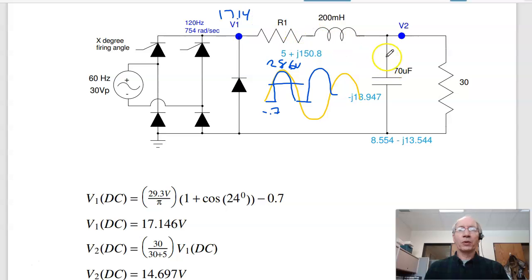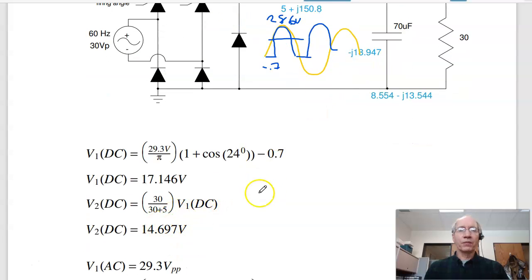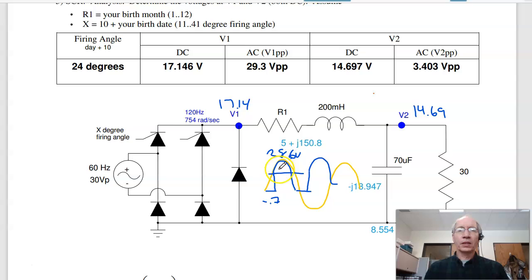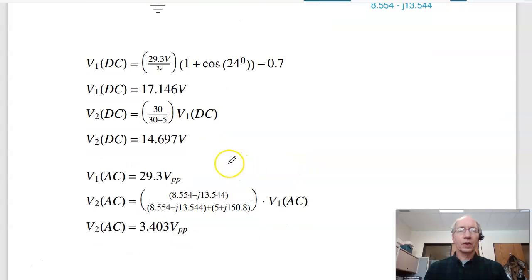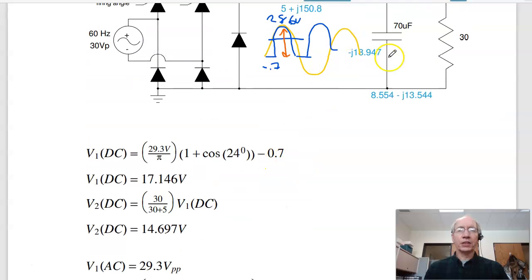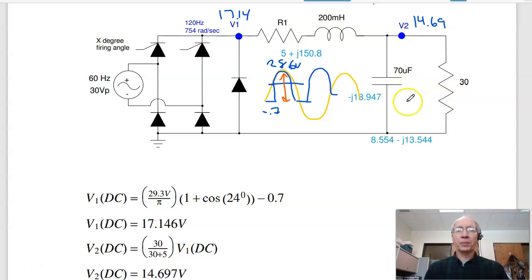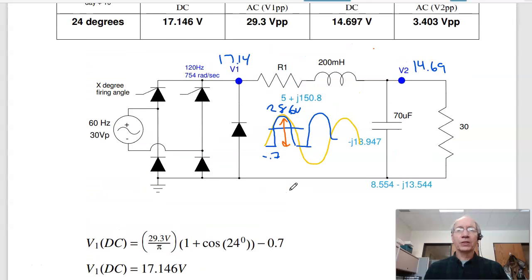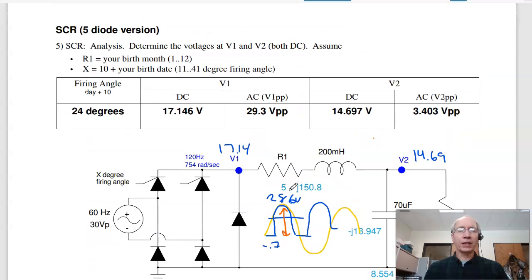Same as before, use voltage division to get the voltage of V2, 14.69 volts. The AC voltage is this distance. That's the distance from 28.6 to minus 0.7, 29.3 volts. And just like before, find the impedance of the capacitor, put these in parallel, do voltage division times the input. The input in this case is 29.3 volts, giving you 3.403 volts peak to peak. So there's the answer for problem number 5.